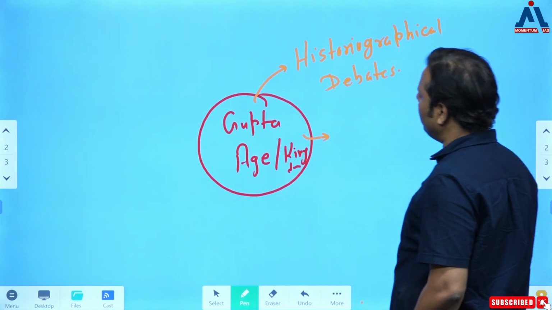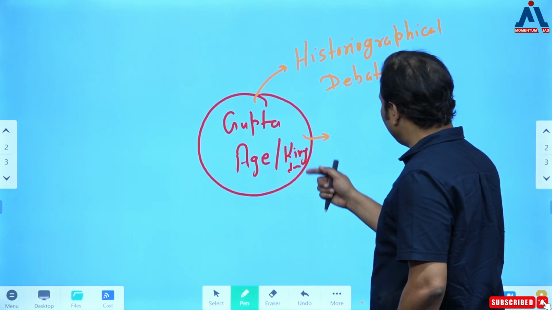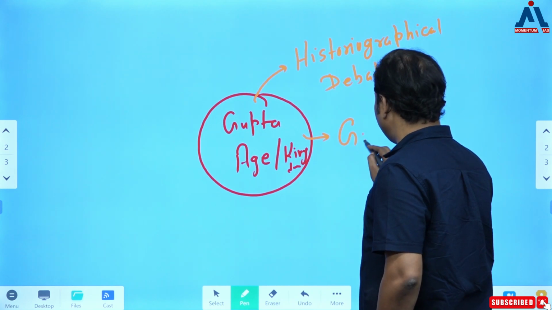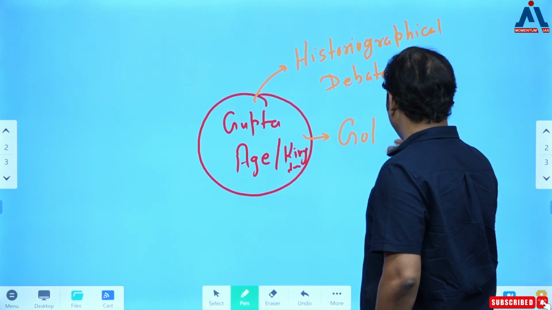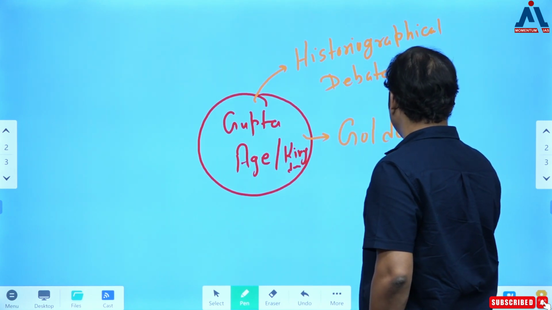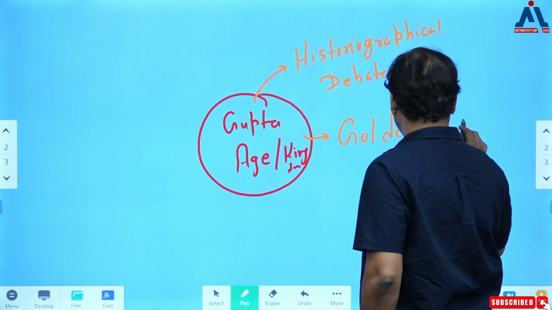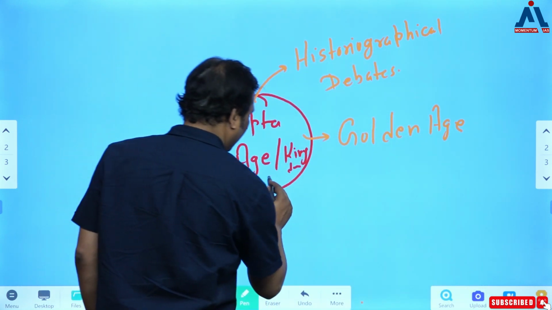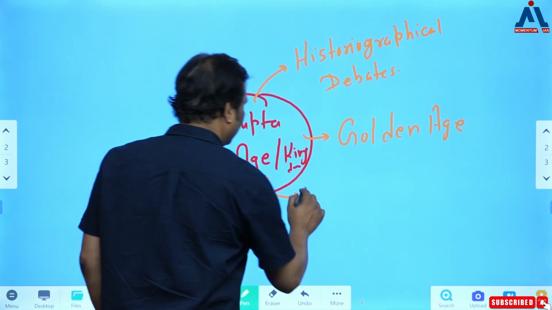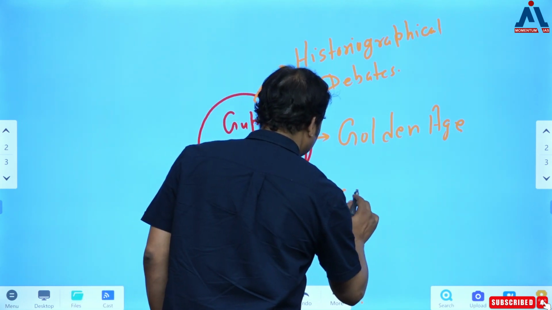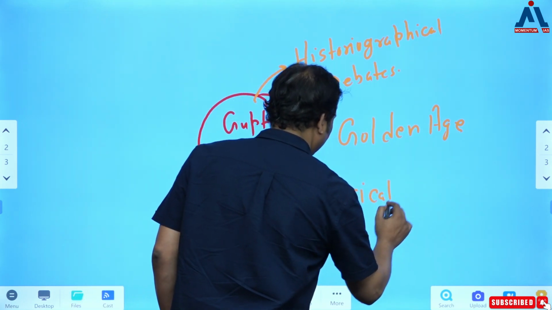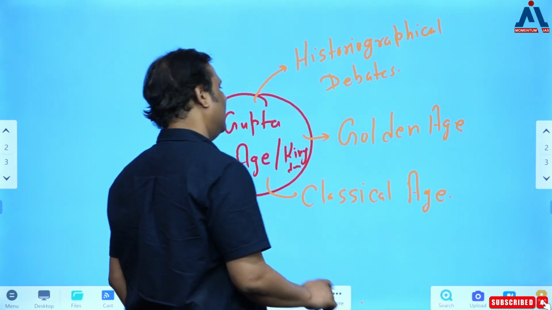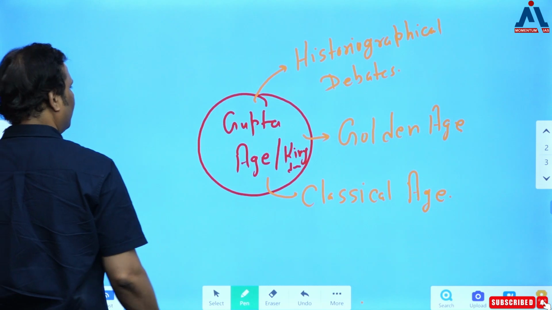Now the second important thing we need to know for the Gupta age is that certain terms are associated with it. One, it is being called the golden age of Indian history. Whether, and to what extent, it is correct to call it a golden age, we'll try to evaluate. The second, it is even being called the classical age of Indian history. That remains another important dimension.